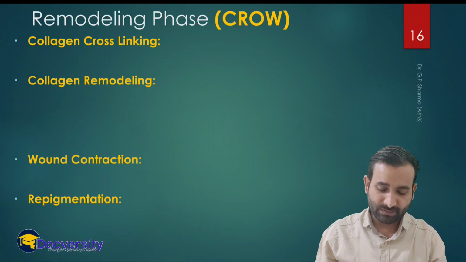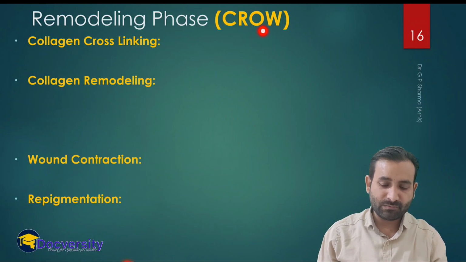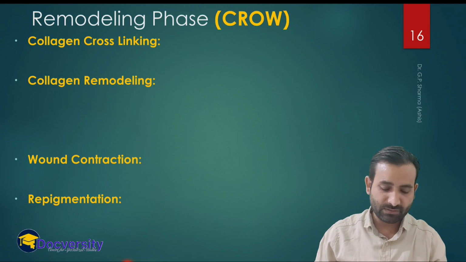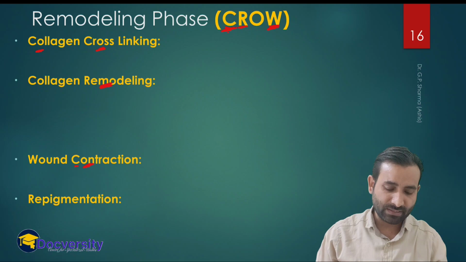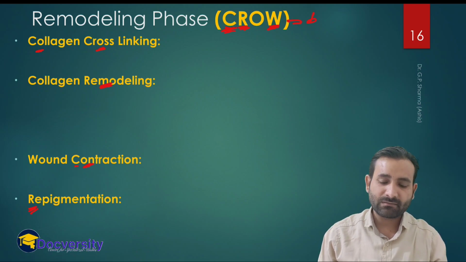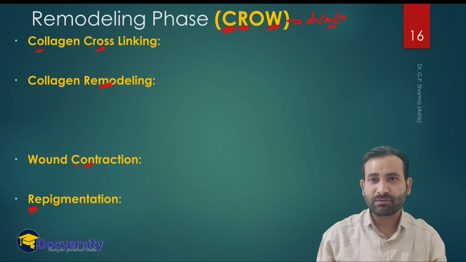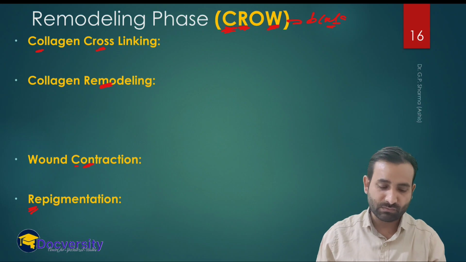Now let's go to the remodeling phase. For the remodeling phase, we make a mnemonic, CROW, CROW. What is this? CROW means C for collagen cross-linking, R for collagen remodeling, right? And C for wound contraction as well, W for wound contraction, and R for the repigmentation. And see, a crow is black, it is pigmented. That's why in the remodeling phase repigmentation occurs. So we use the word CROW to remember, right?